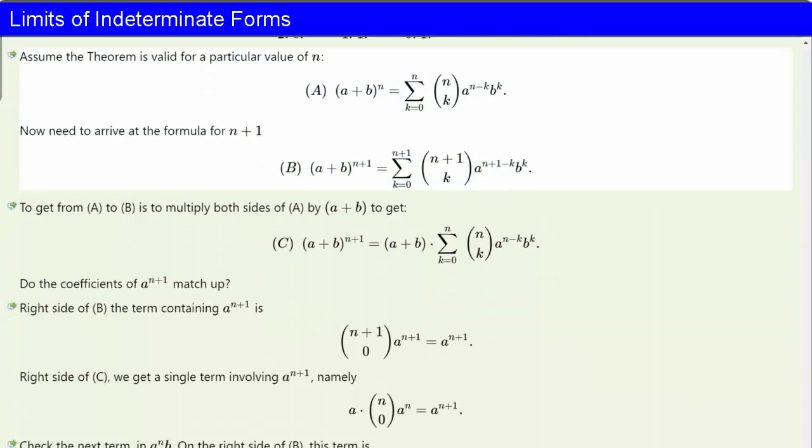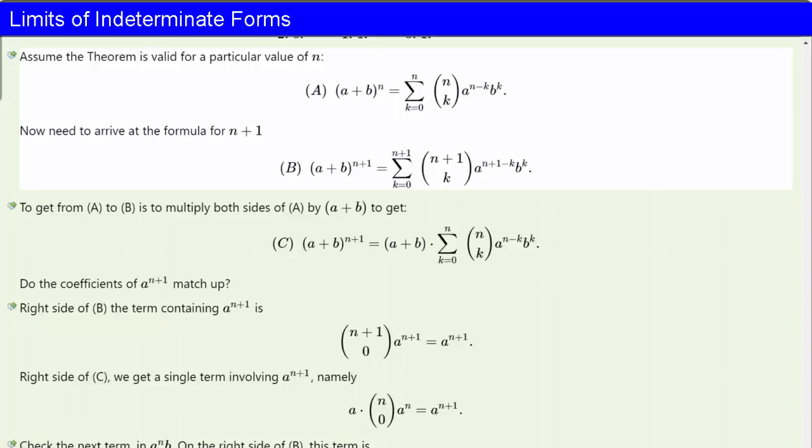Now comes the messy part. Assume that the theorem is valid for a particular value of n, and let's call the formula A: (a + b)^n is assumed to be equal to the given binomial expansion. We have to show that we can start with this formula A and show that the formula for n + 1 follows from it. That is, we want to arrive at the formula B.